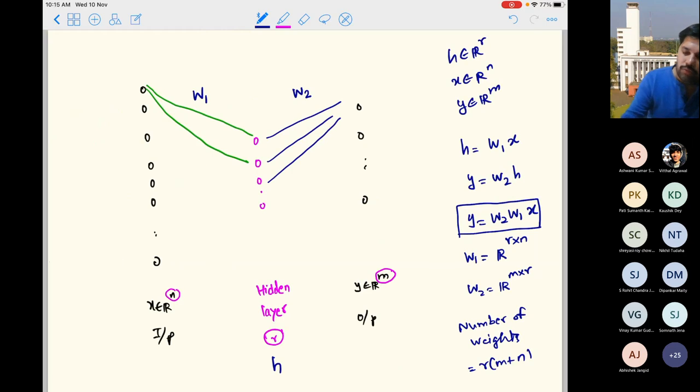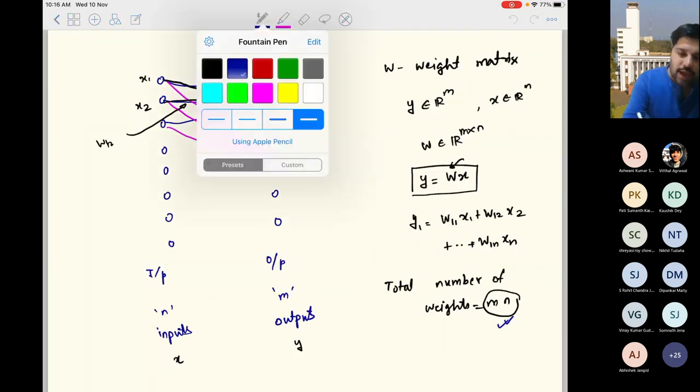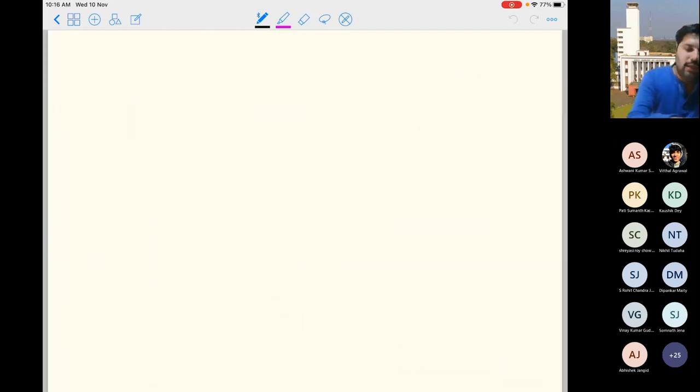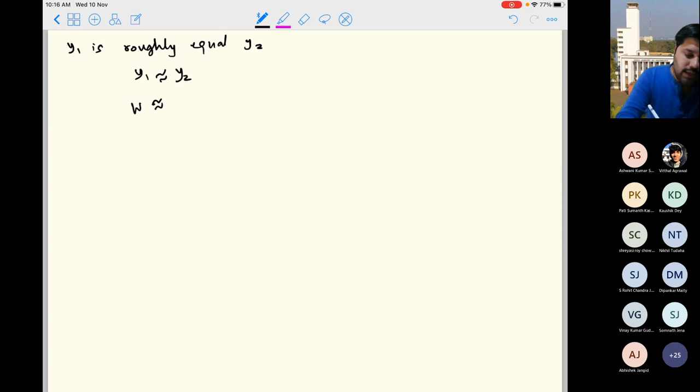Let us call this prediction Y2, from the second architecture, and this particular prediction Y1, from the first architecture. What I am saying is Y1 is roughly equal to Y2. So W is basically roughly equal to W2 W1. That is what you are basically saying. Is that okay?